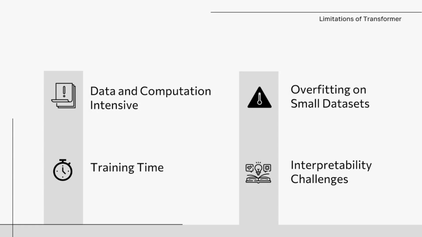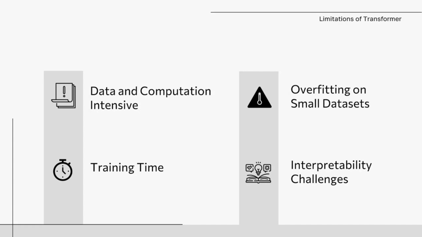Finally, there's the challenge of interpretability. Transformers, especially with their multi-head attention mechanism, can be difficult to interpret. It's not always clear why the model makes a specific prediction or how different parts of the input contribute to the final output. For example, if a transformer translates a sentence incorrectly, it's hard to pinpoint exactly which words or attention heads were responsible for the mistake. This makes it harder for developers to debug issues or improve the model's performance.